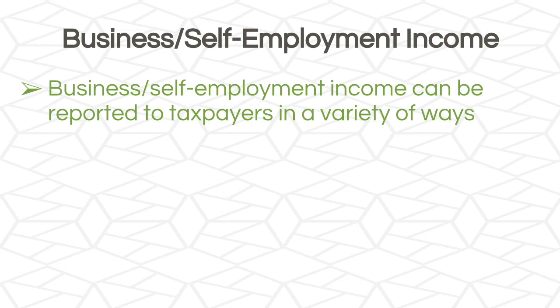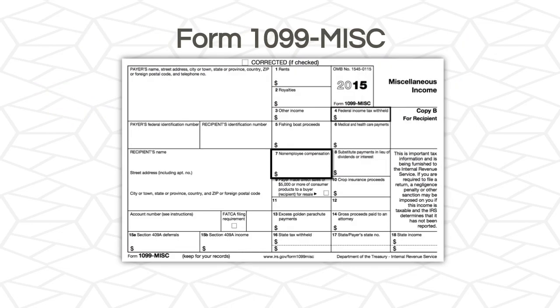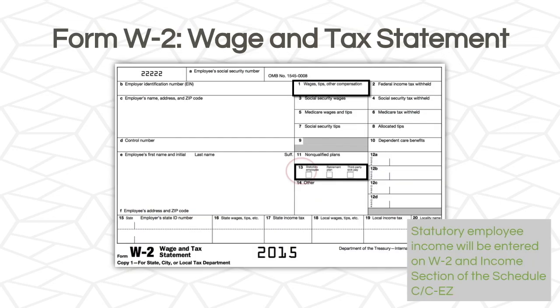So this can be reported to the taxpayer in a variety of ways. Typically, we'll see it on Form 1099 Miscellaneous in Box 7, but we can also see it on Form W-2. In this case, Box 13, Statutory Employee, will be checked. When that happens, you'll enter in all the W-2 information, and when you click Continue, TaxSlayer will prompt you to fill out a Schedule C.